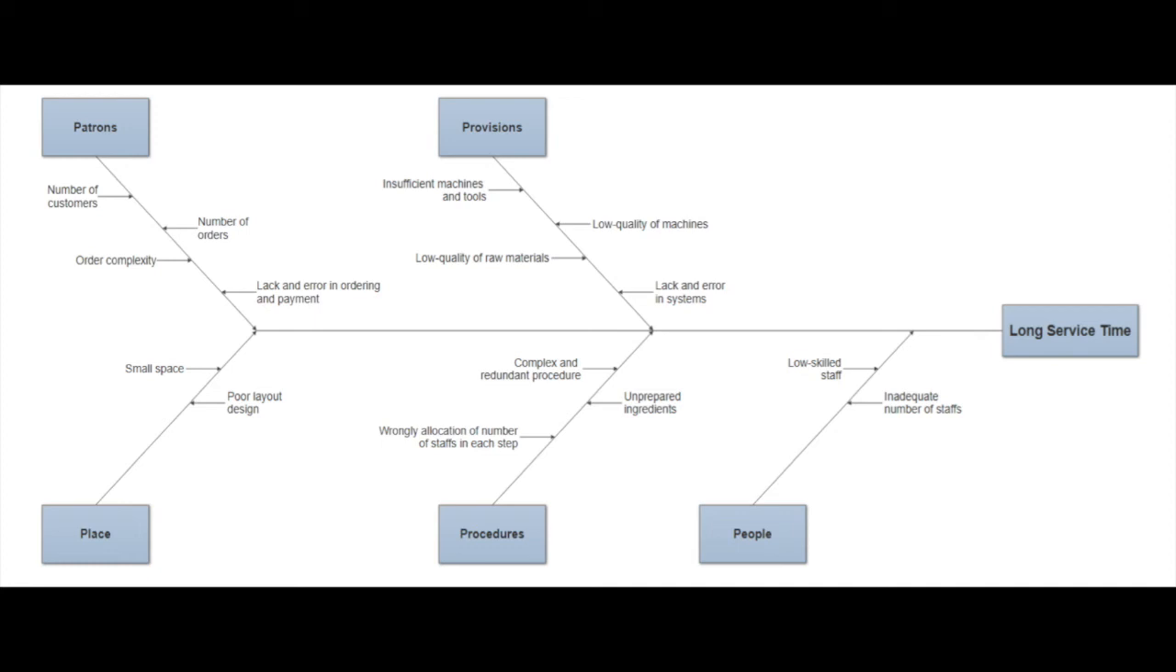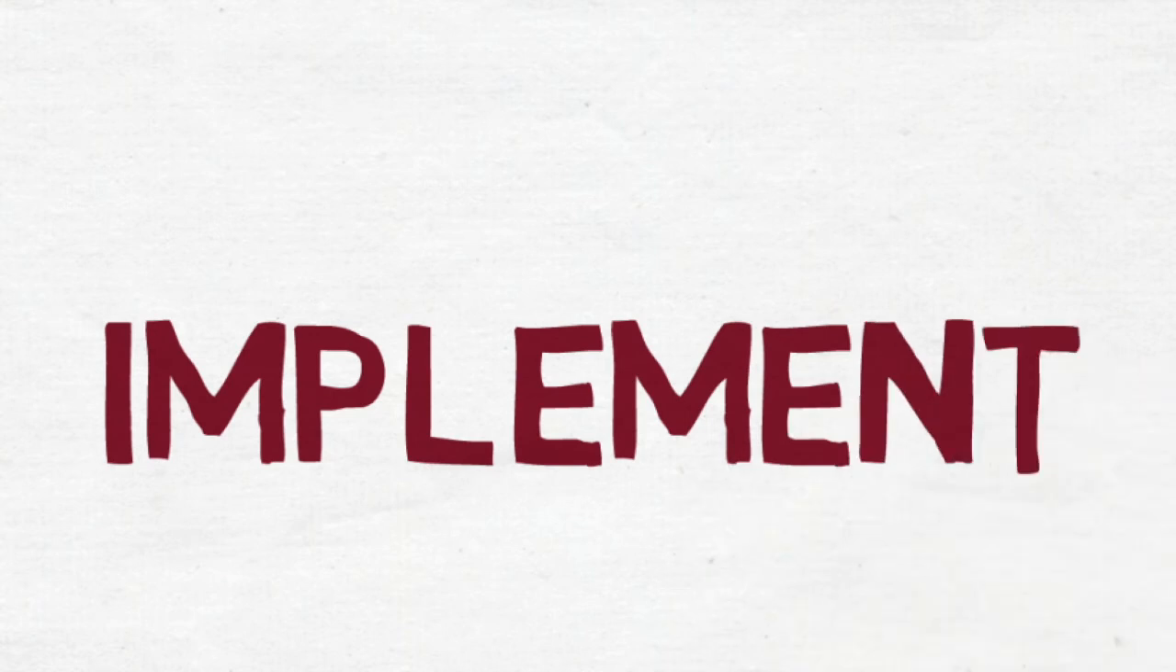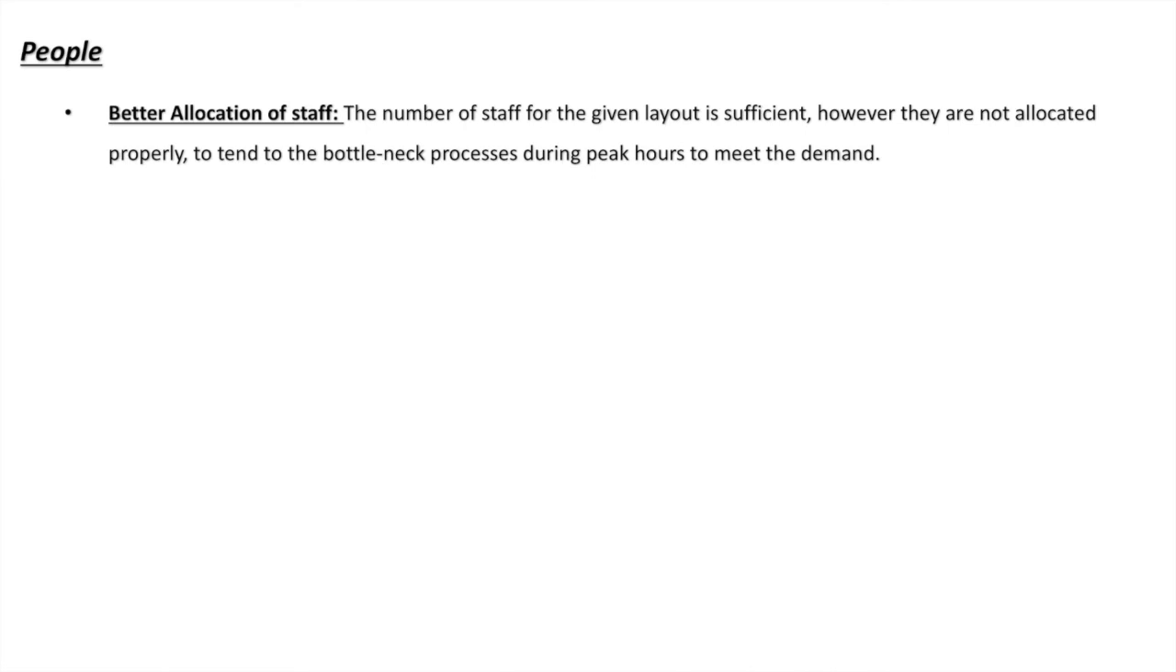After our analysis, the factors that affect the long service time in our project are number of staff, skill of staff, unprepared ingredients, and allocation of staff in each step. Moving to the implement phase. Under people, better allocation of staff.